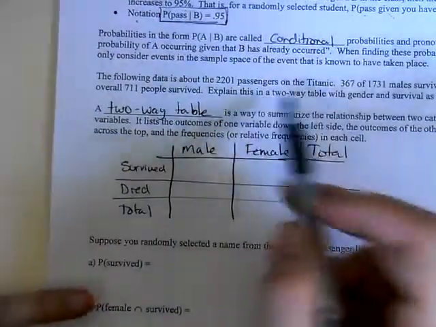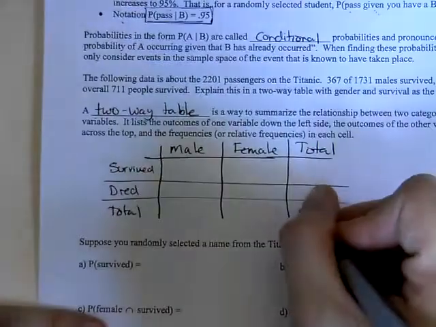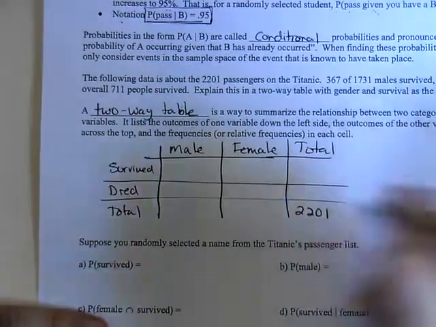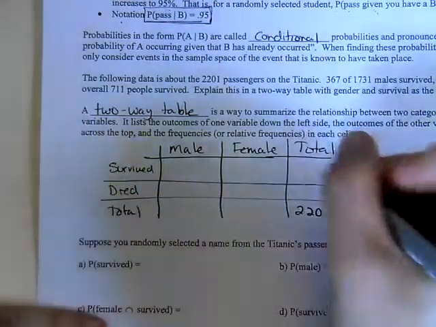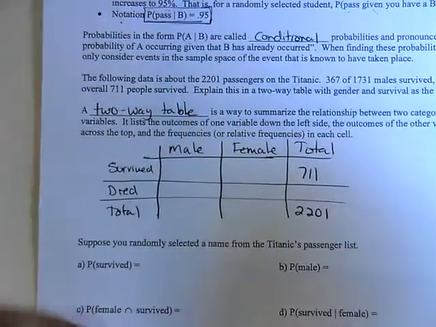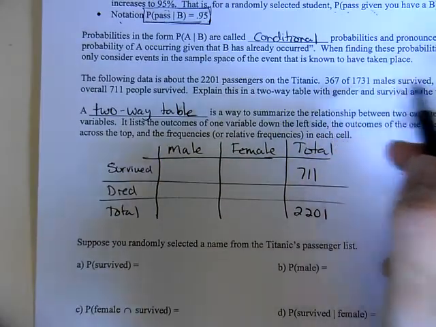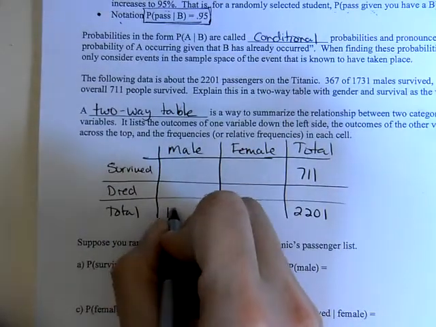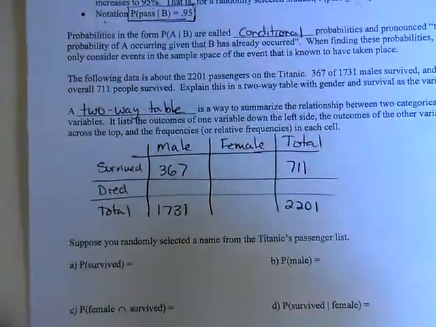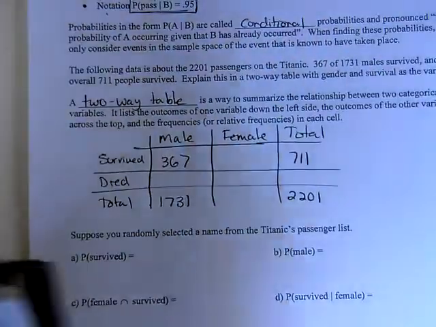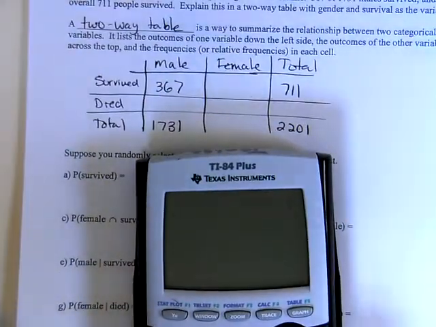So by just giving you 3 pieces of information, we can find the rest of the stuff. So 2,201 total passengers, so that's my total. 711 people overall survived, so that's my survived total. 367 of the 1,731 males survived. So 1,731 males, 367 of them survived. Now all I'm going to do is take my calculator and subtract to find the other parts of my two-way table.